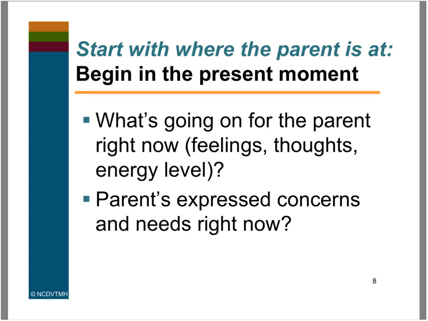So how do we start with where the parent is at? Well, we begin in the present moment with really trying to sort through what might be going on for the parent that we are sitting with in the moment or engaged in some activity with. Where are they at? What have they expressed as concerns or needs in the moment? And as we know, there's sometimes a mismatch between where the parent's at and where we are at, maybe in our energy, our readiness to engage, what our own intentions might be for this parent and family, and where the parent herself or himself is at.